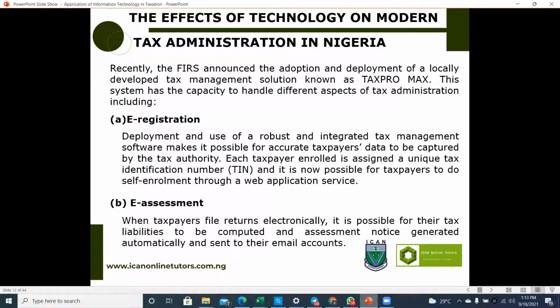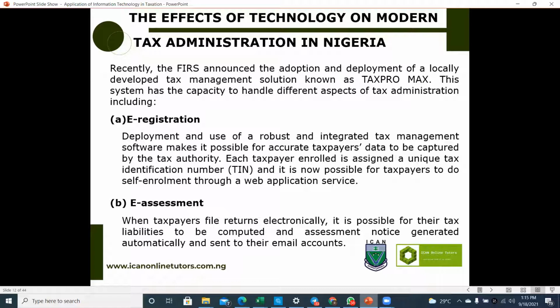So now let's start with e-registration, that is electronic registration. With the tax promise, for a taxpayer to make use of it, there is need for registration with the tax authority for annual returns filing purposes, by submitting the taxpayer application form and all other necessary documents required. So this tax promise is a robust and integrated tax management software, which makes it possible for accurate taxpayers' data to be captured by the tax authority. Each taxpayer enrolled is assigned a unique tax identification number, and it is now possible for taxpayers to do self-enrollment through a web application service.